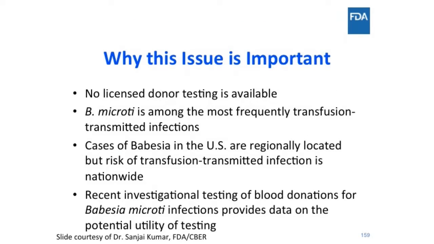There's a number of reasons this is important. Currently, we don't have a licensed donor screening test available for the parasite. It's one of the most frequently transfusion-transmitted infections that we observe in the United States. There's a couple of complicating factors because this is a regionally located disease. Most of the babesiosis cases occur in the Northeast and upper Midwest. However, we see them across the United States because you can become infected in New England and then travel somewhere else and give blood.